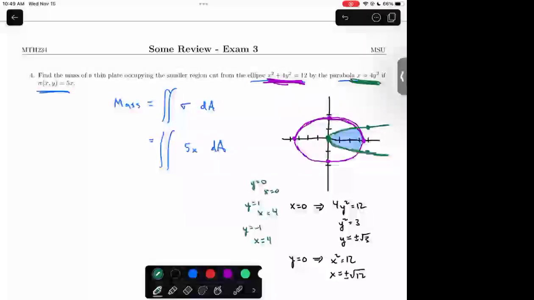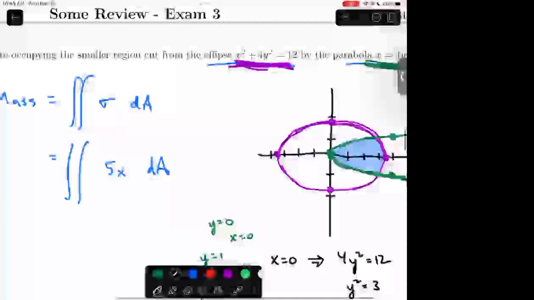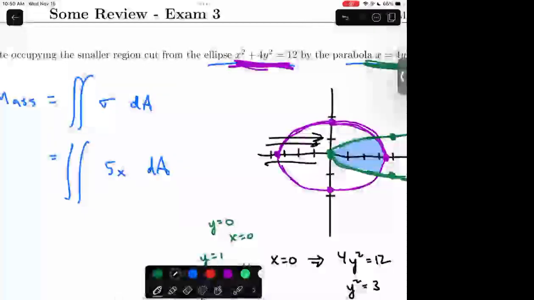So I need to either decide probably to integrate with respect to x or with respect to y first. One of these is much, much better than the other. Can anyone tell me which one is much, much better? We'll go down here this time. X. So I agree that integrating with respect to x first is much, much better than integrating with respect to y.